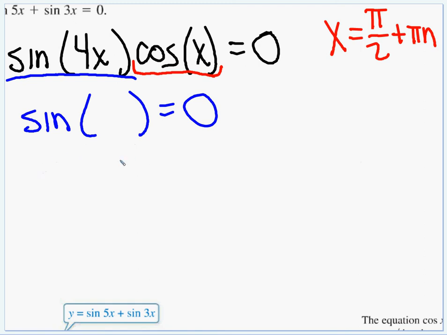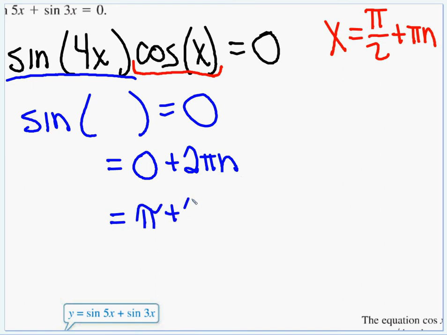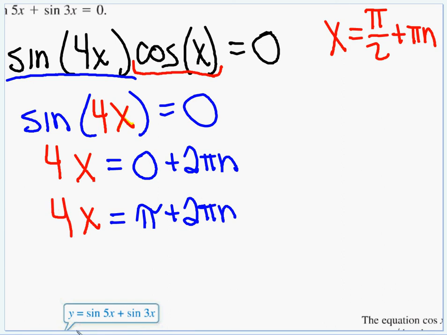So that usually happens at 0 and at pi. So sine equals 0 at 0 plus 2 pi n, and it is also equal to that at pi plus 2 pi n. But remember, this was not just the sine of x equals 0, so we would not just set x equal to those. It's the sine of 4x.